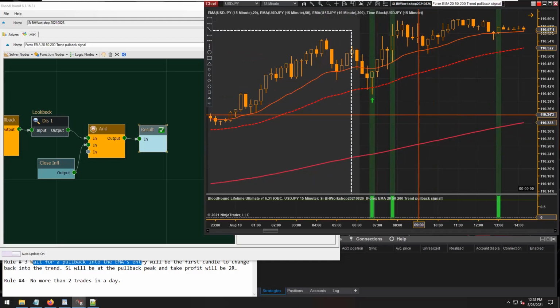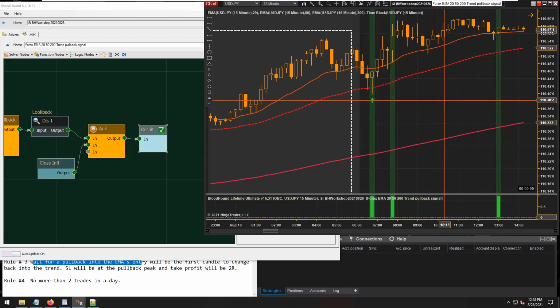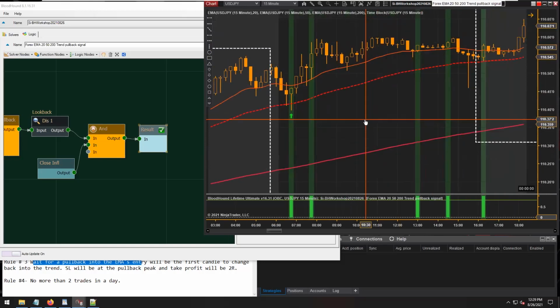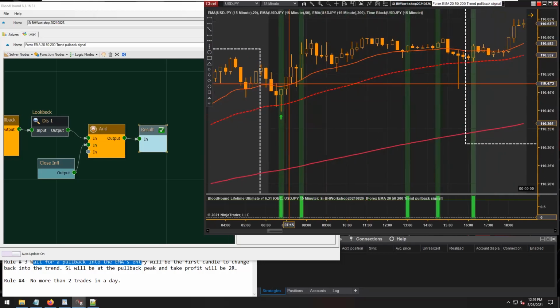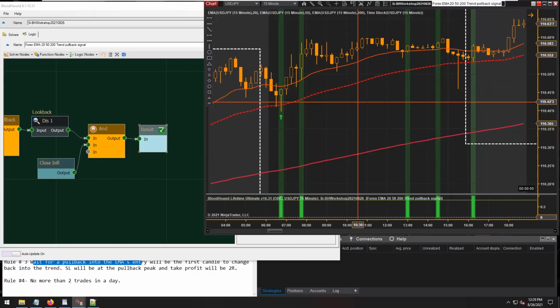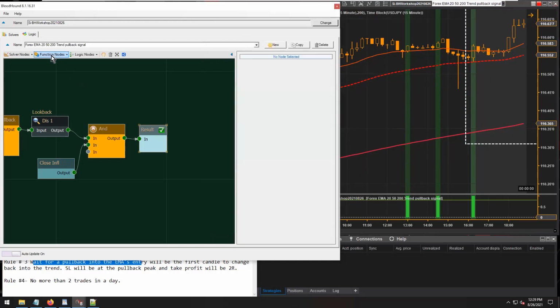So now we need to isolate this to only 2 signals per day. We can see here that this is going to occur quite a few times. So two signals per day, and this will require a signal counter.